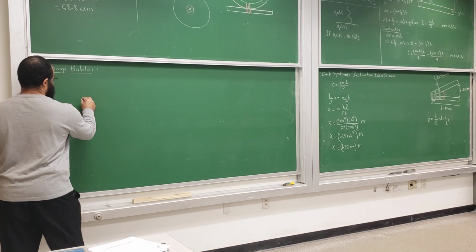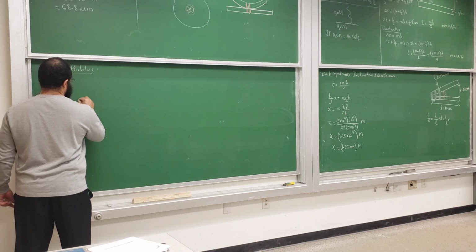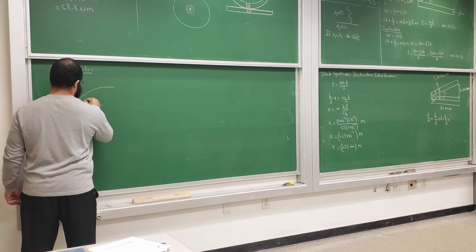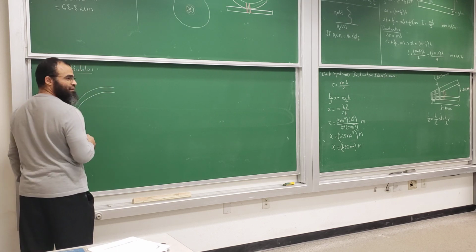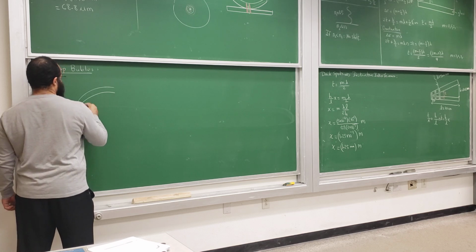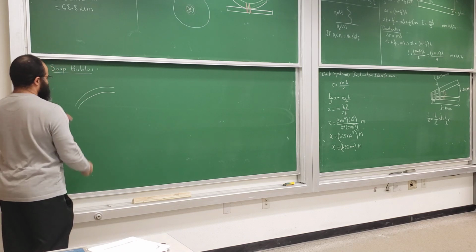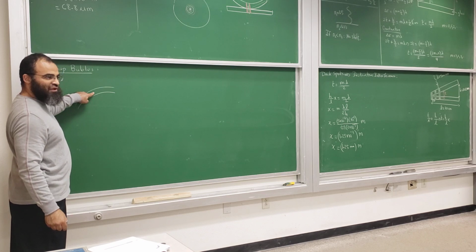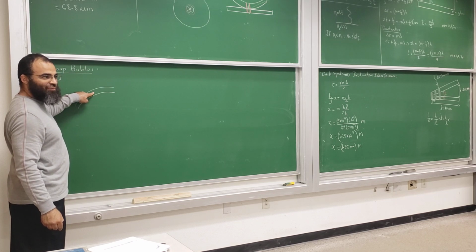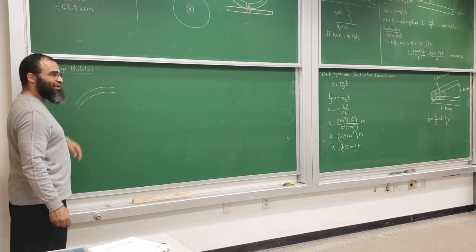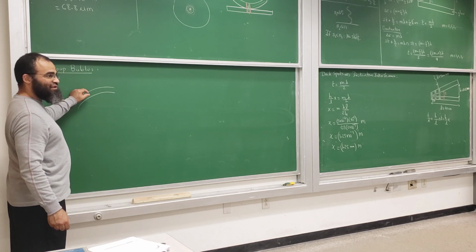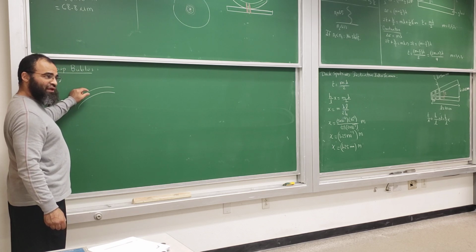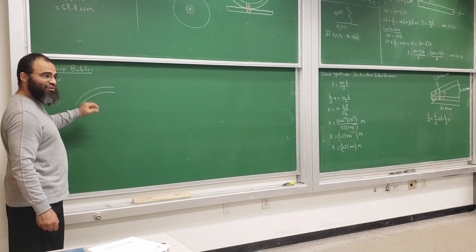So a soap bubble looks like this. Here's part of it. And what's in here? Air. And here it's like water or soap, something with an index of refraction larger than air, right? And it has a thickness. The soap bubble has a certain thickness. It's not very thick, but it's some thickness.